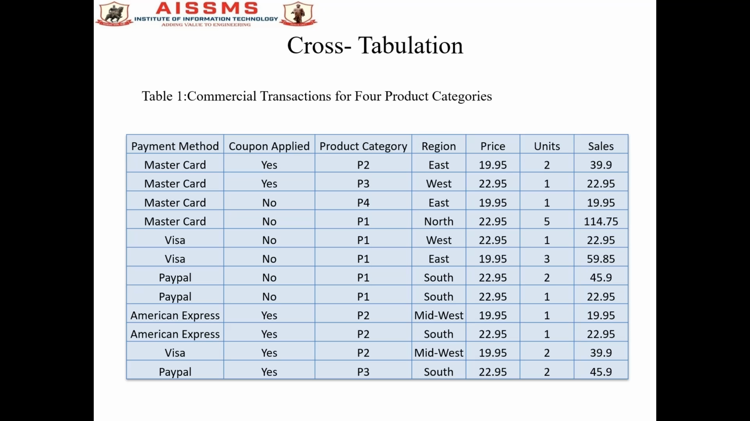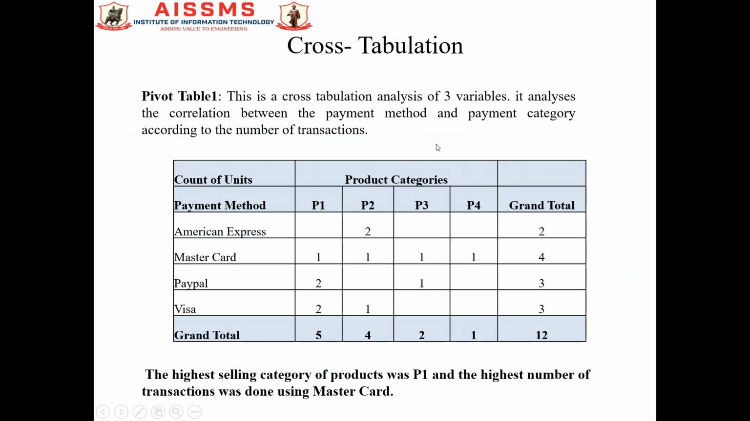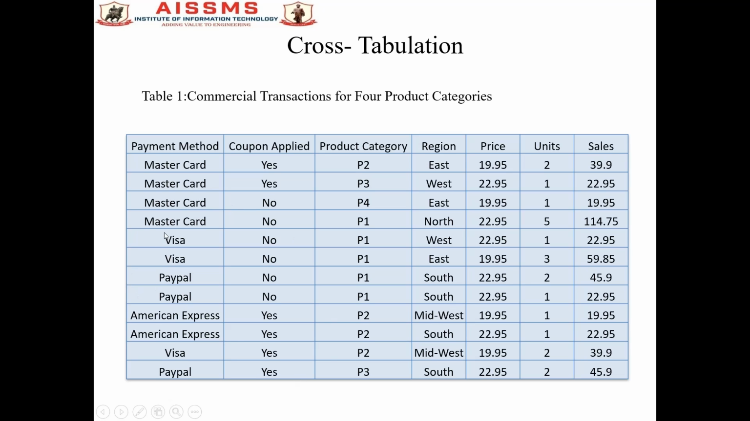Cross tabulation method is also there. In this diagram we can see that there is a table of commercial transactions for 4 product categories. Now from this data what we can observe is that payment method is there in one column, whether coupon is applied or not, that information is also there, product category is there, region, price, unit and sales data is available.